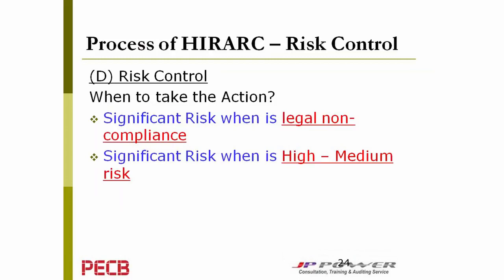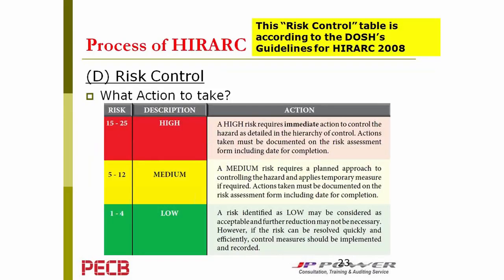We come to the last part of the hierarchy, which is the risk control. It is very important that we know from the risk table what action is to be taken. If it's red, it requires immediate action to control the hazard according to the hierarchy of control. Now, let's talk about the hierarchy of control. The following slides after this will be about the hierarchy of control.